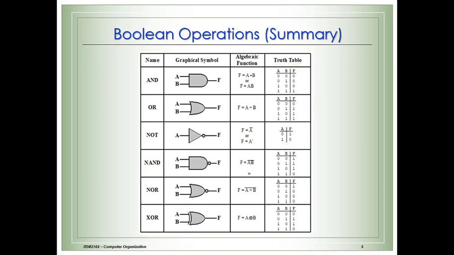Then NAND gate: first you perform AND, then you take its NOT. So 0 0 becomes 1, 0 1 becomes 1, 1 0 becomes 1, and 1 1 becomes 0. Correct? Then NOR: first you perform the OR operation, then you take its NOT. So where OR was 0, it becomes 1. If any of the values is true, the result is going to be 0 in NOR.